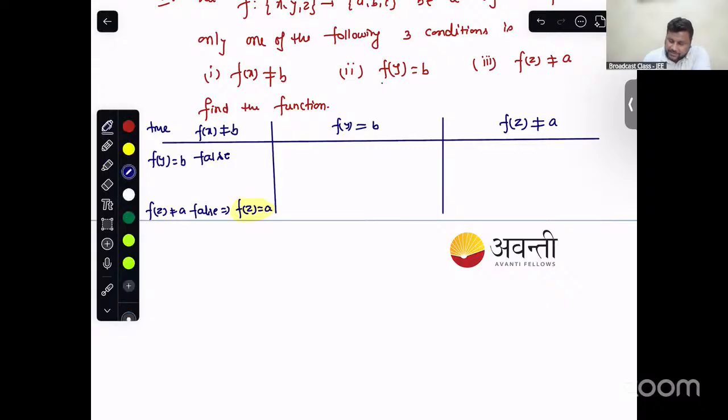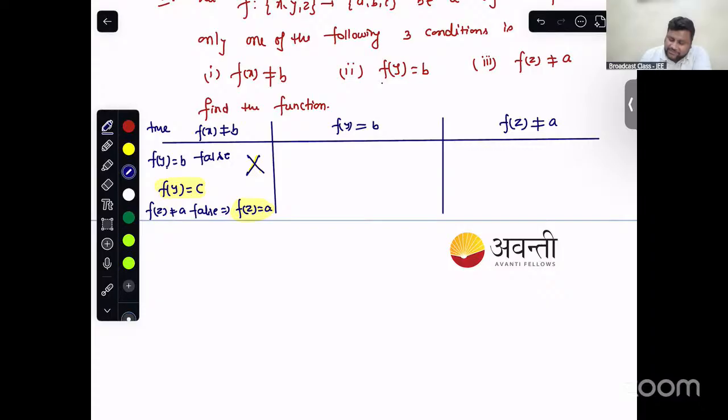This is correct. Then, if f(z) is a, f(x) not equal to b is correct, f(y) equals b is false. That means f(y) has to be c, because a is already occupied. f(y) is b is false, that means f(y) is c. If this statement is correct, that means f(x) has to be b. But they are also saying f(x) not equal to b. Am I correct? That means this entire case goes wrong. Understood, everybody?